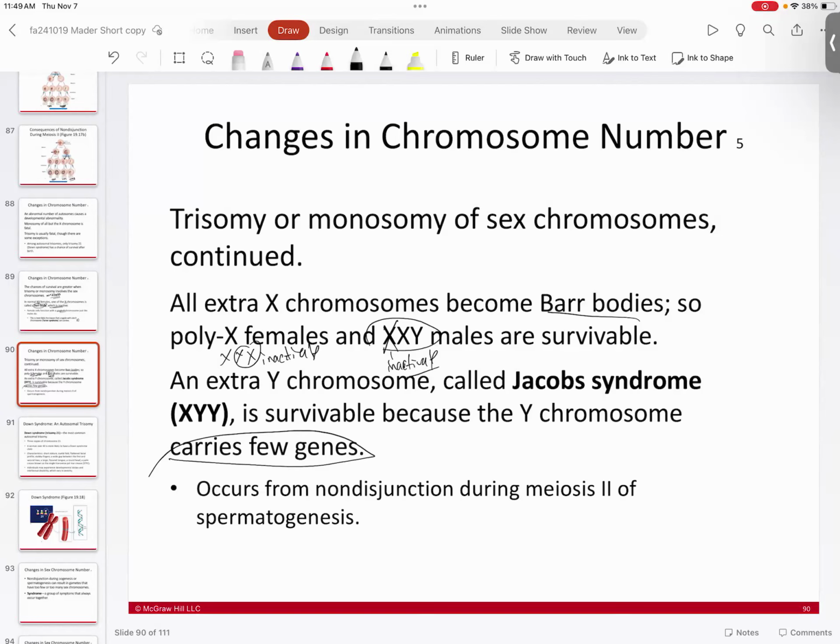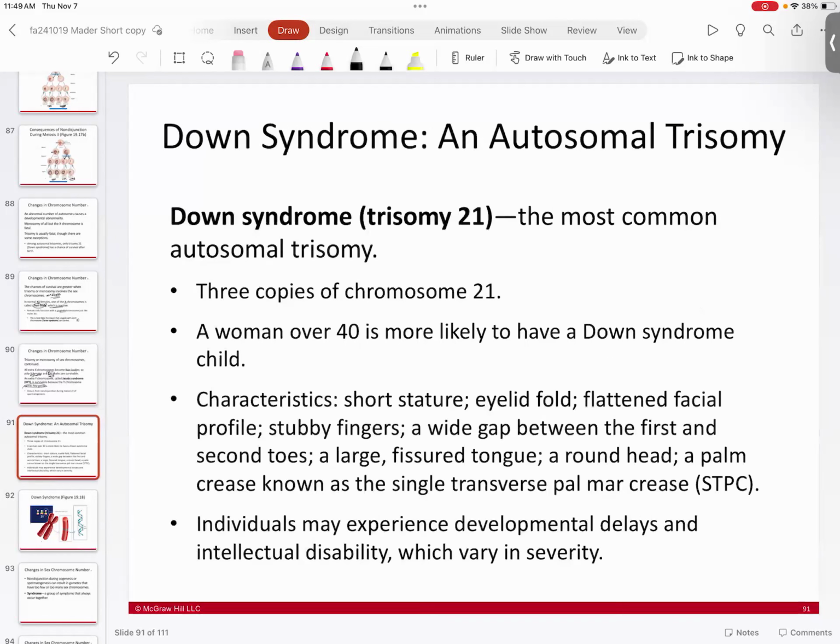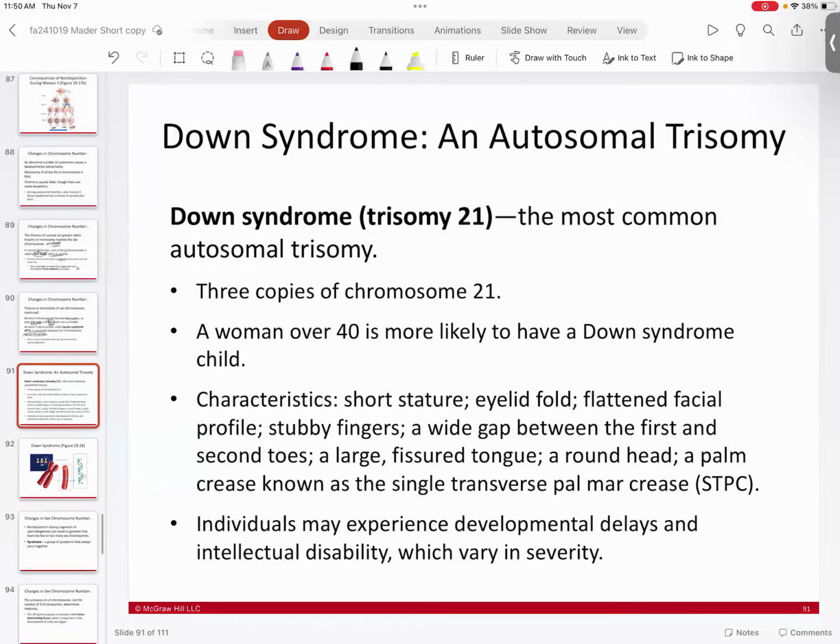Now, generally speaking, whenever you get an XYY, that's going to be a non-disjunctional event in spermatogenesis. A lot of these other non-disjunctional patterns are non-disjunction happening in females. So the most viable of all of our trisomies is Down syndrome, right? This is basically a situation where you have an extra 21, and this increases in frequency the likelihood for mothers who are over 40. As a matter of fact, if you're over the age of 35, a lot of times you will be automatically categorized as an at-risk pregnancy because of this increase in likelihood of trisomy in the mother.